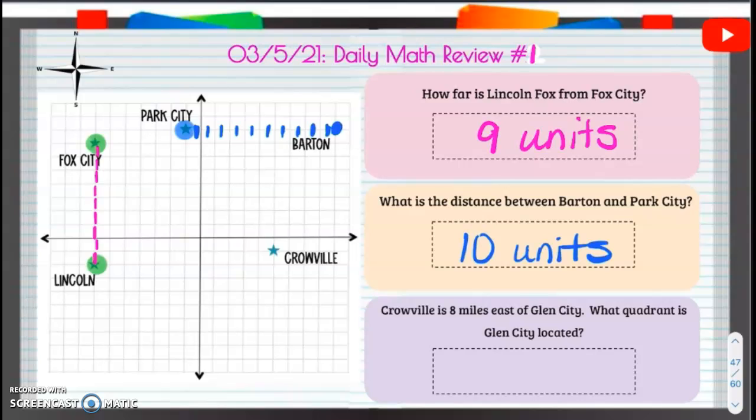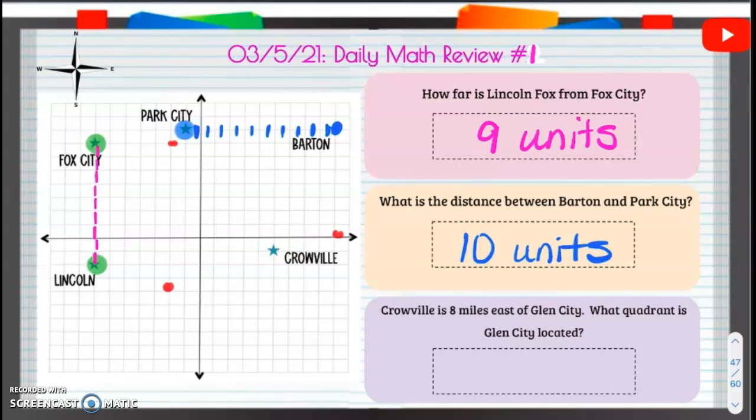All right. Crowville is 8 miles east of Glen City. What quadrant is Glen City located? Okay, so this is kind of a weird question because it says that Crowville is 8 miles east of Glen City. Well, here's Crowville, but we don't have Glen City, do we? So we need to figure out Glen City. So Crowville is 8 miles east.